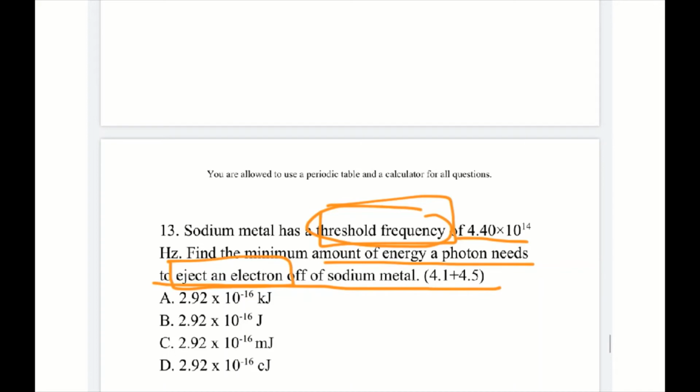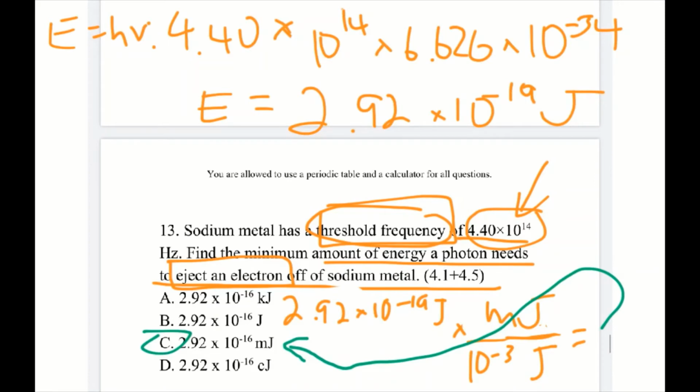So in this case, since sodium metal has a threshold frequency of this, it means that the photon needs a minimum frequency of this in order to eject an electron off of sodium metal. So we have to find the energy associated with that frequency, and that would be the minimum energy needed to eject an electron off. So I showed all the work that's required for this question.